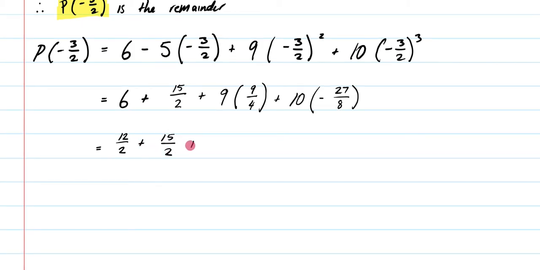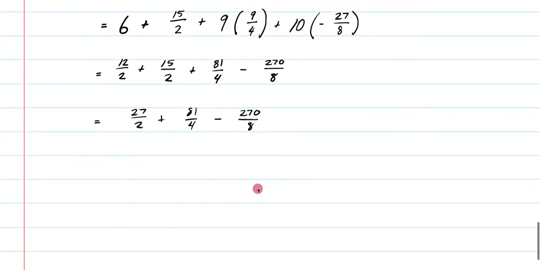Then I'm going to continue plus, now I'm going to go 9 times 9 is 81 over 4. Negative, so remember you've got a negative here, so it's going to become negative 10 times 27 is 270 over 8. When I add these together, I'm going to get 12 plus 15 is 27 over 2, plus 81 over 4, minus 270 over 8.